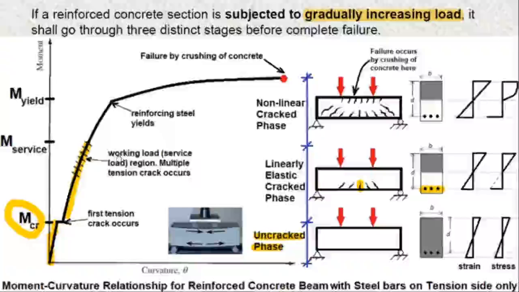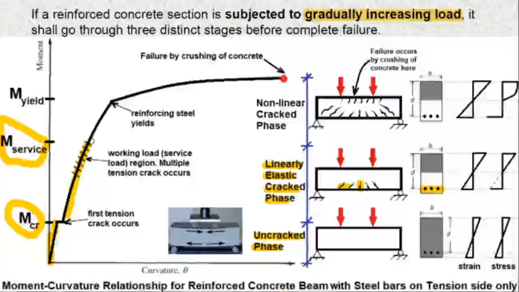You keep increasing the load, and it is still within the linearly elastic region. This region we call the working load region or the service load region, which is the loading condition the beam generally experiences in its entire course of life. And during this phase, multiple cracks can occur in the tension side of the concrete section, and we call it the linearly elastic cracked phase. This is true up to a particular value of moment. Let us say it is M service.